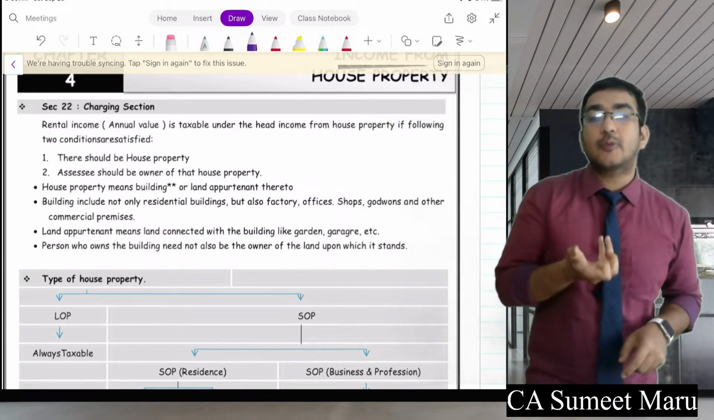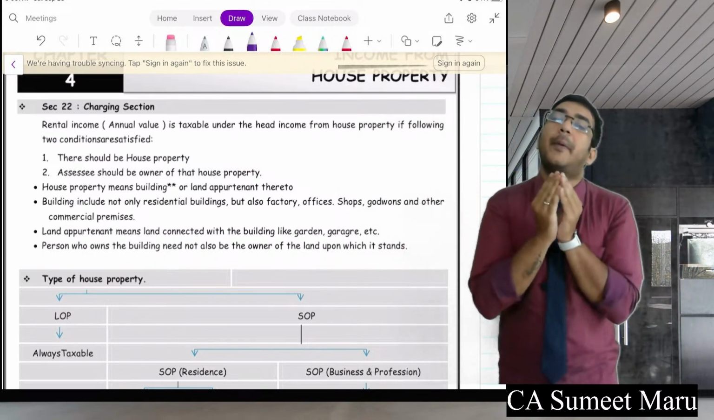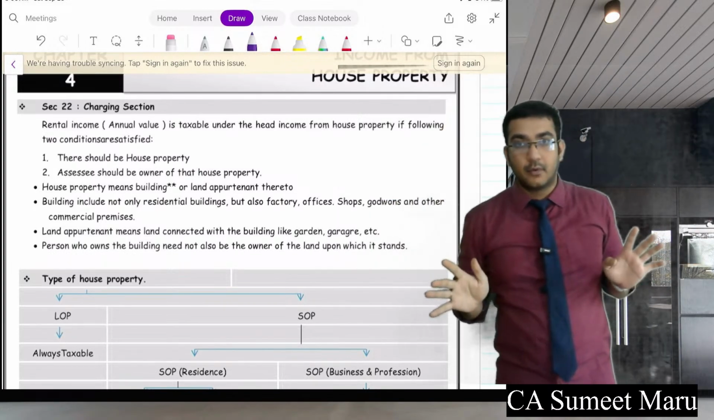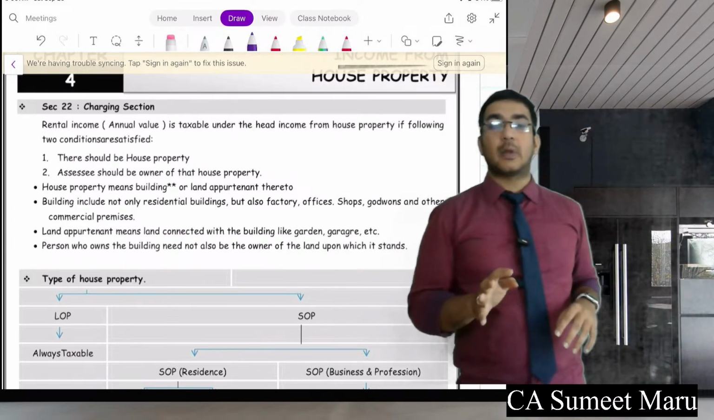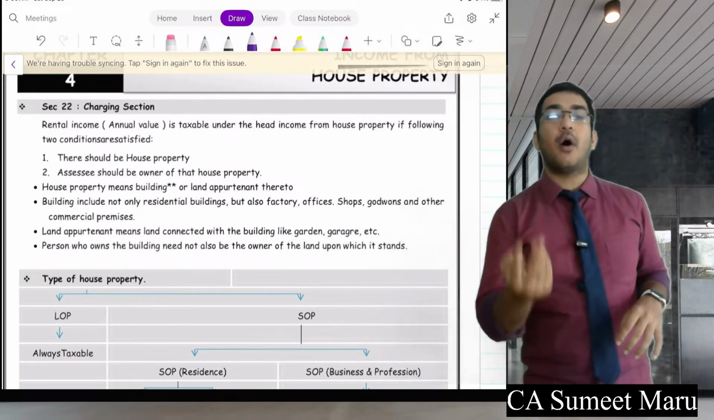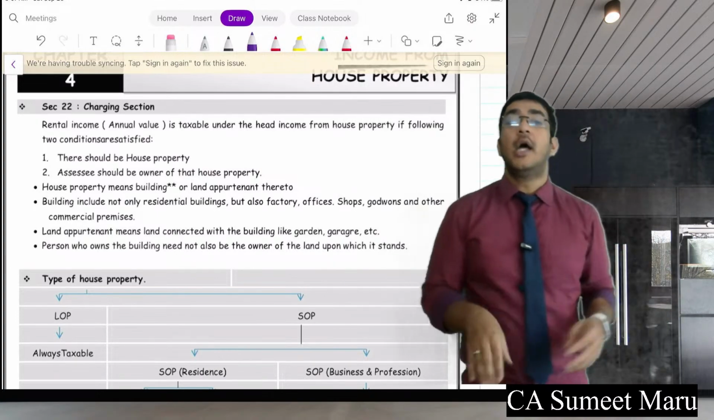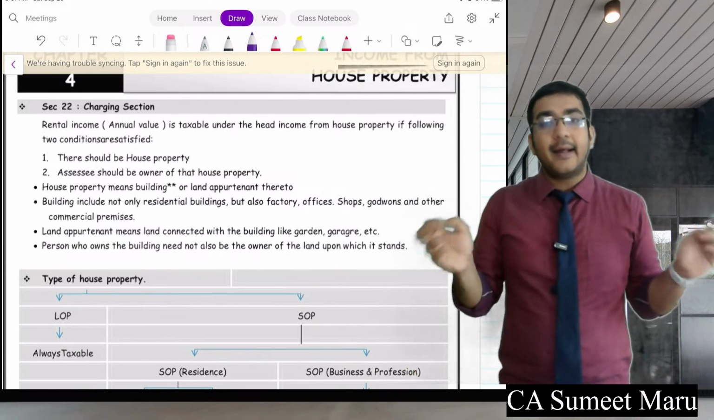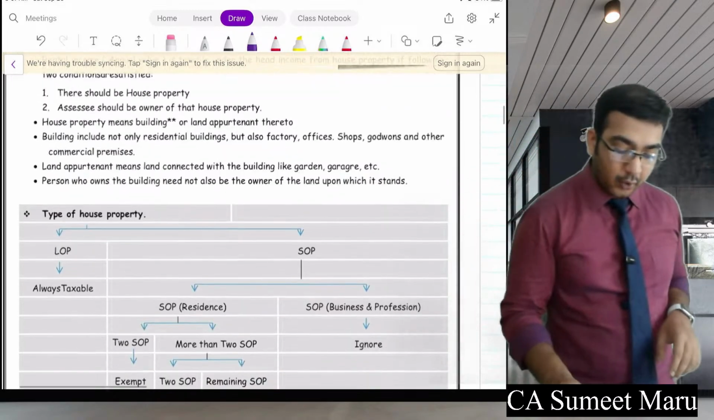Now when I say house property, it doesn't only mean the home. House property means any land and building appurtenant. Okay, any land and building appurtenant will create a house property. So it can be an office, it can be a mall, it can be a shopping mall, it can be a commercial space, it can be a house, it can be a bungalow, it can be a farmhouse, it can be whatever, but there should be land and building appurtenant. Okay, and assessee should be the owner of this.